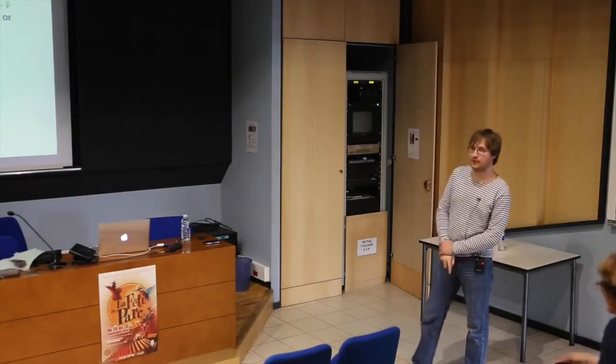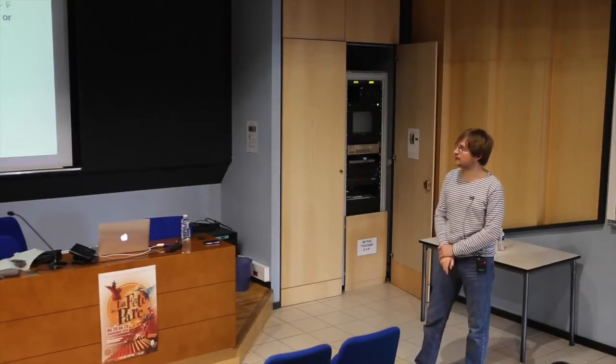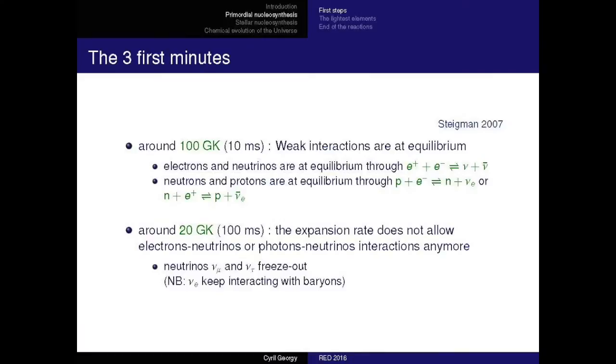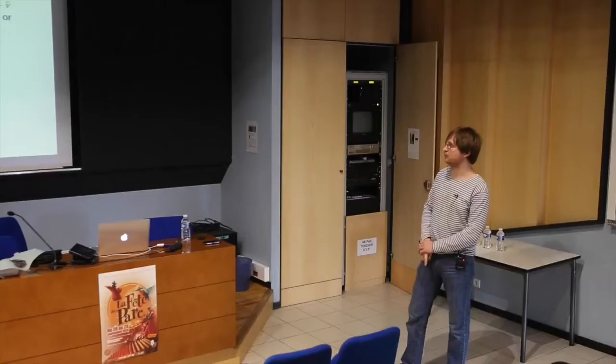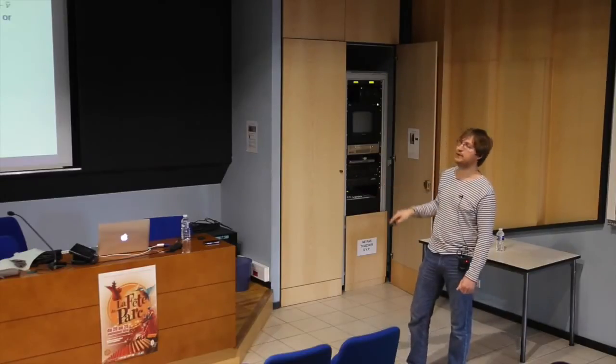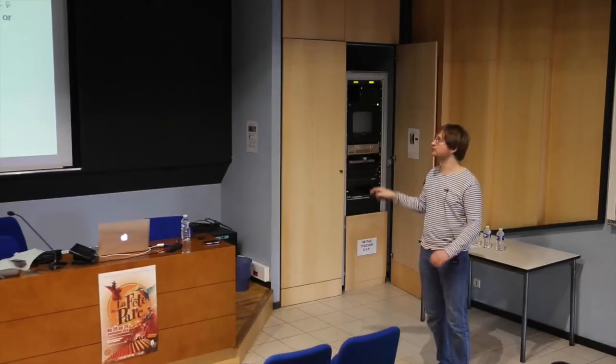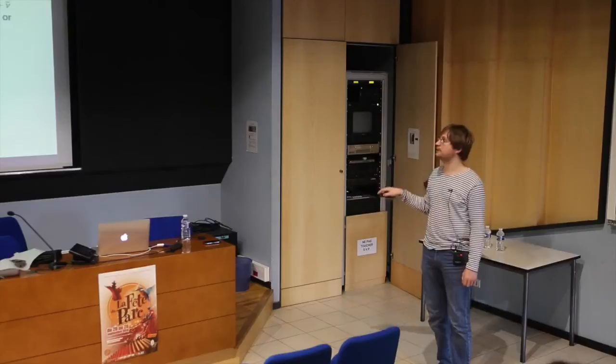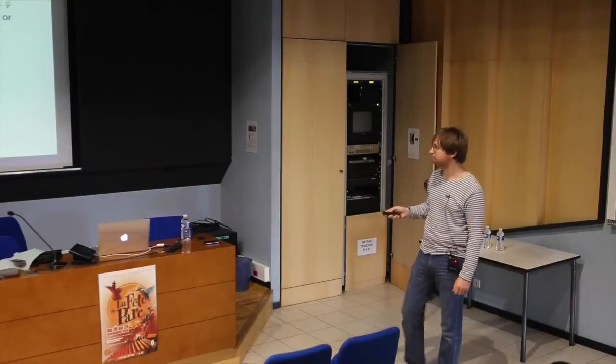But as time goes, temperature decreases, and at roughly 100 milliseconds, you drop to this 20 billion Kelvin temperature. And at that moment, the expansion rate does not allow this reaction to take place anymore. So basically, the mu neutrinos and the tau neutrinos freeze out, because this kind of reaction was no longer possible for them. But as I told previously, the electronic neutrinos can still interact with the baryons that are present there, so with the protons and the neutrons. That is not possible for the other flavors of neutrino.